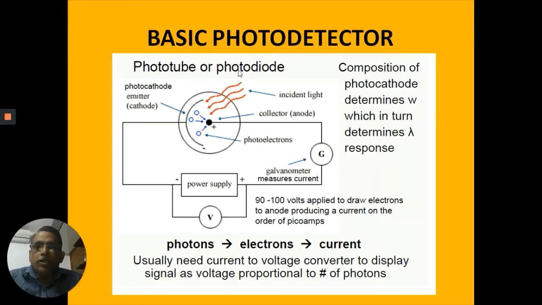This is how the phototube, or general photodetectors or photodiode, work. You have light impinging on the surface of the material, electron ejection, and then a measurement of current, and then conversion of current into voltage and recording the signal. This is how it works.